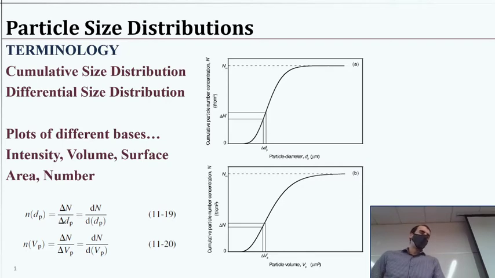We can look at particle sizes in terms of a cumulative distribution, and that's what we see here with these cumulative graphs, with the cumulative number concentration N of particles as a function of particle diameter or particle volume. And we're going to look at several different bases. Are we doing a number basis? Are we doing a size basis? What are we looking at in terms of how big the particles are?